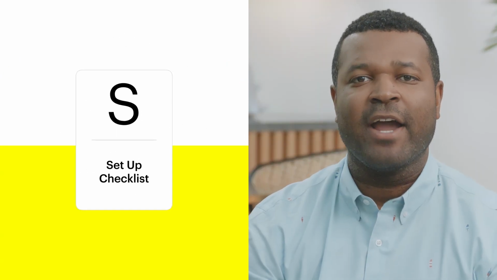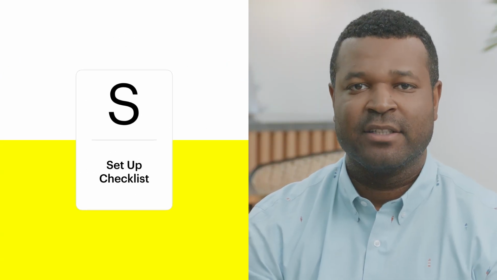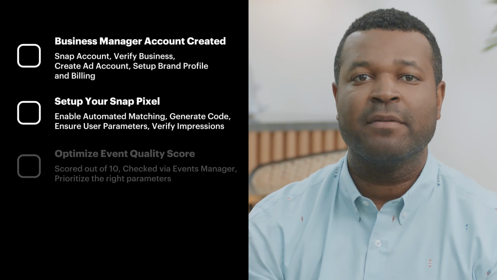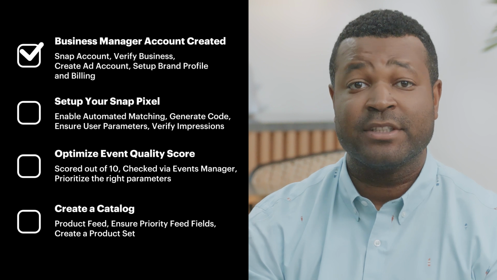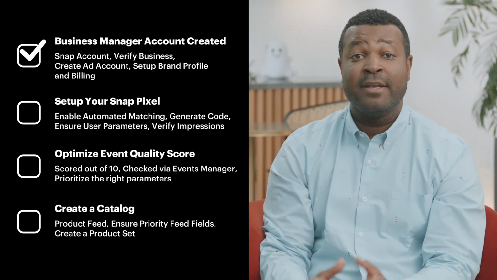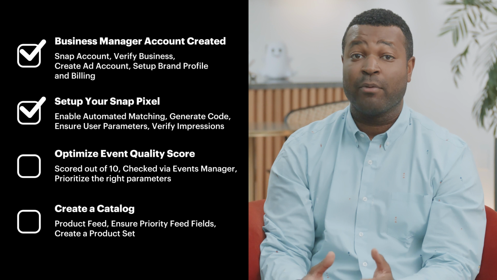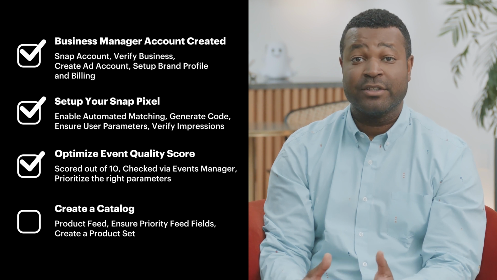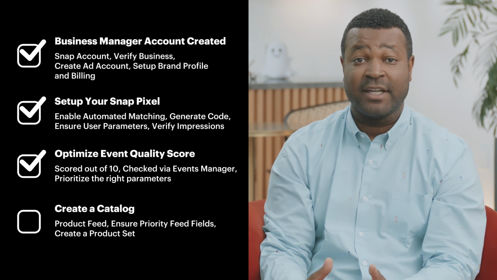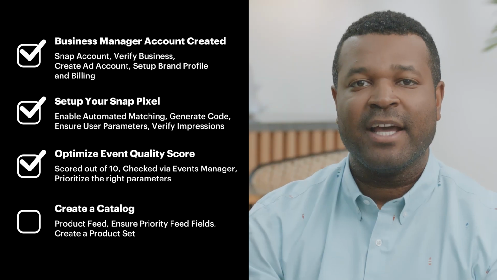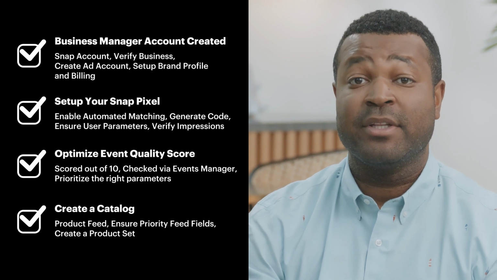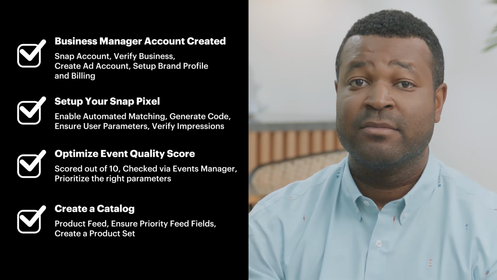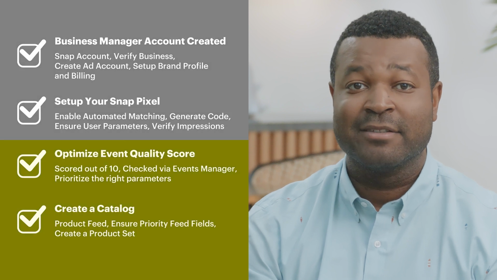Now let's take a look at our S, the setup checklist. Before we can launch our campaign, we have to make sure these 4 boxes are all completed. First, that your business manager account is created. Next, that your Snap Pixel is implemented properly. And then your event quality score, aka EQS, is highly calibrated out of a perfect 10 score. Finally, the last checkbox is your product catalog, which can be feed-based or manually set up. All done? Great, it's time for the next letter.